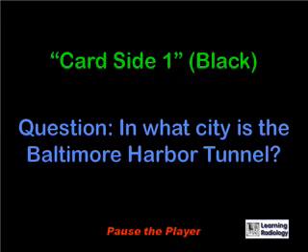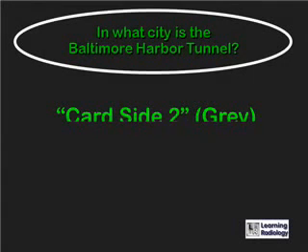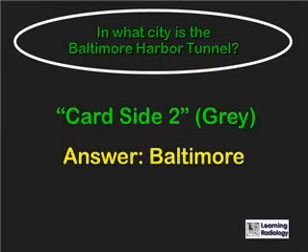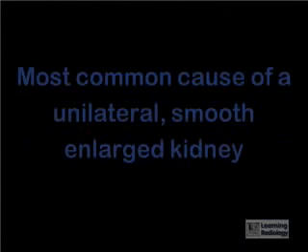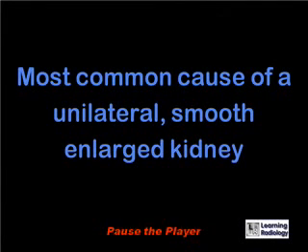The way this program works is that on side one of the card, which is black, there will be a question, like in what city is the Baltimore Harbor Tunnel? And then on side two, which is gray, there'll be the answer. Baltimore. Let's get started. What is the most common cause of a unilateral, smoothly marginated, enlarged kidney?